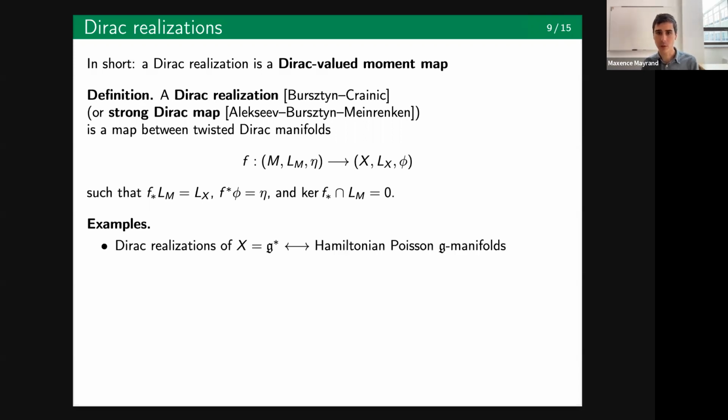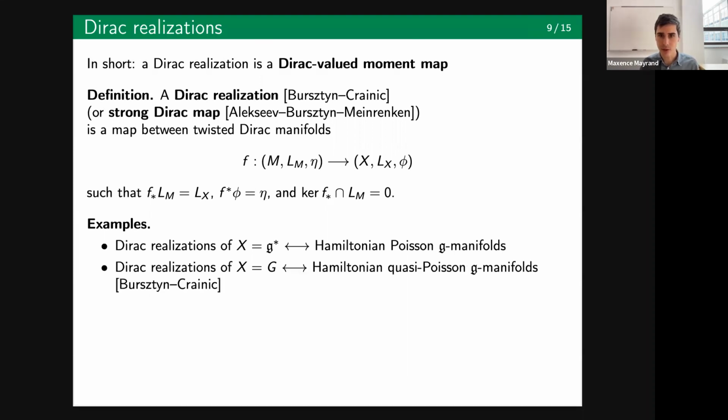So main examples, if you think of Dirac realization of the dual of a Lie algebra, you recover Hamiltonian Poisson G manifolds, or in other words, Poisson maps to the dual of the Lie algebra, and also Dirac realization of a Lie group G endowed with this Cartan-Dirac structure induced by a non-degenerate symmetric bilinear form. This recovers Hamiltonian quasi-Poisson G manifolds. So those are like quasi-Poisson manifolds where the action is only local. So that's a result of Bursztyn and Crainic.